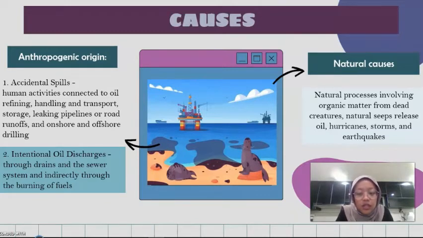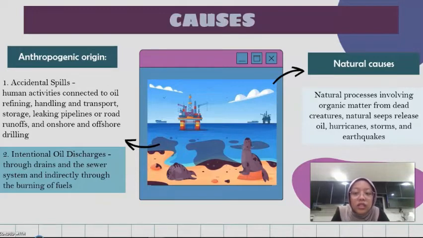Oil spills may originate from natural and anthropogenic causes. I will start with natural causes first. Natural reasons include oil seeping from ocean depths and entering the marine environment. Second is a natural process in which organic matter from dead creatures produces crude oil over lengthy periods of time. The third one is natural disasters such as hurricanes, earthquakes, sea storms, and other climate disruptions that result in oil leaks.